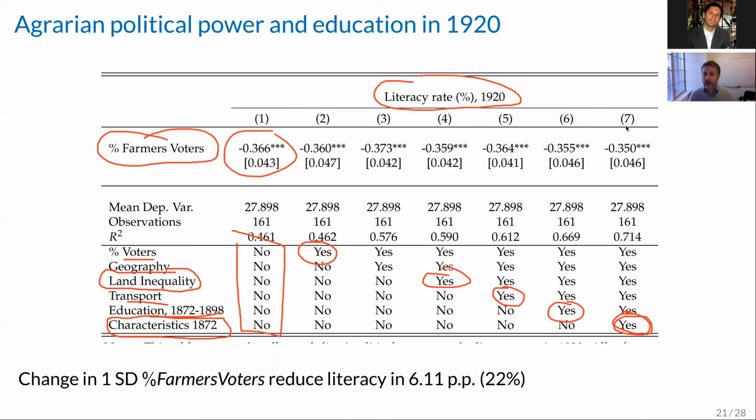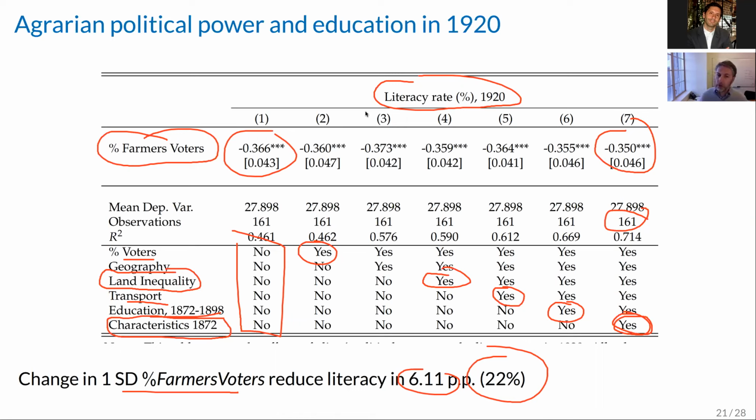But you can see that the coefficient is pretty robust, even as you control for a lot of stuff, even though we only have 161 observations. In terms of the magnitude, what this coefficient is telling us is that if you change the share of farmer voters by 1 standard deviation, you reduce literacy by 6.11 percentage points, which is something around 22%. So it's a sizable effect.